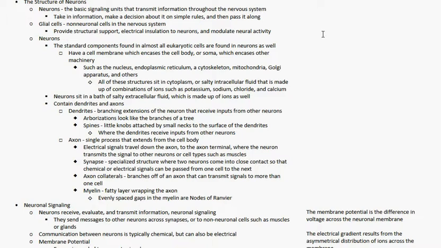So neurons have the same types of things that other eukaryotic cells in the body have, such as the cell membrane, which encases the cell body. The cell body is also known as the soma. And inside the soma, there's other types of machinery, such as the nucleus, the endoplasmic reticulum, cytoskeleton, mitochondria, Golgi apparatus, and other types of things. And all of these structures are going to sit in a salty intracellular fluid. And this is known as the cytoplasm. And within the cytoplasm, there's going to be combinations of ions such as potassium, sodium, chloride, and calcium.